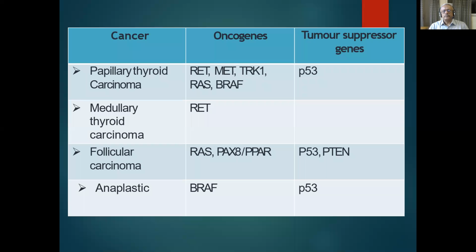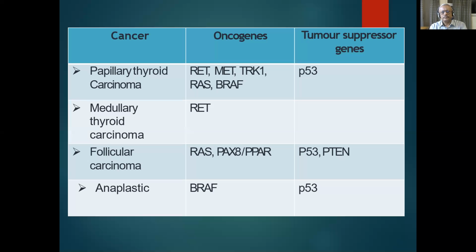Sir, the mutations of the proto-oncogenes, like the RAS and RET mutation, if involved, there are high chances of distant metastasis. So nowadays, gene studies can also be done to know the invasiveness or aggressiveness of the tumor, sir. Right. Anything more important than that? I'm not sure, sir.